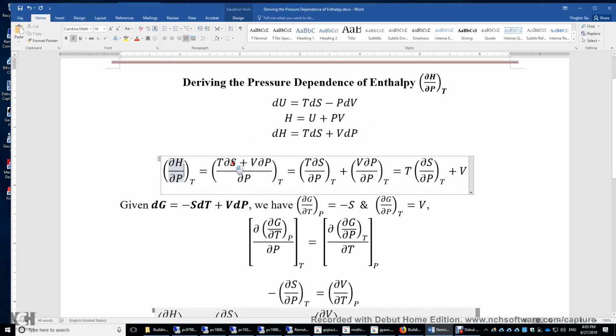∂H is T ∂S plus V ∂P. So we have two terms here. And then we're going to separate these two terms. The first term is T times ∂S over ∂P under constant temperature condition, right here. The second term is simply just volume.